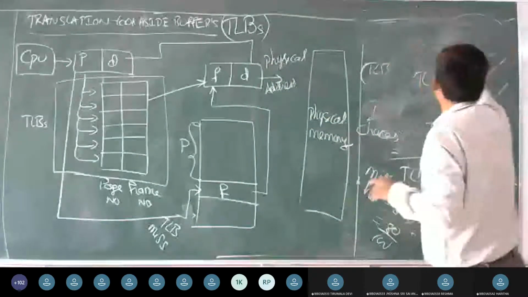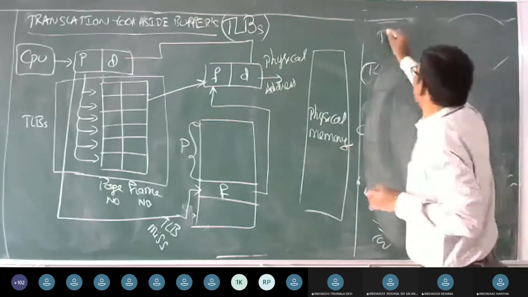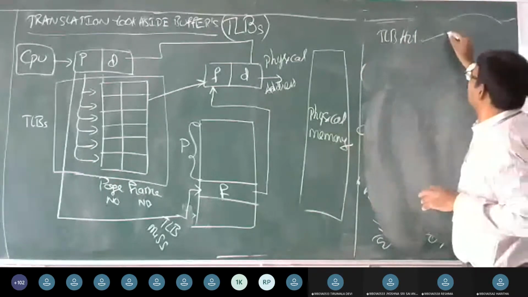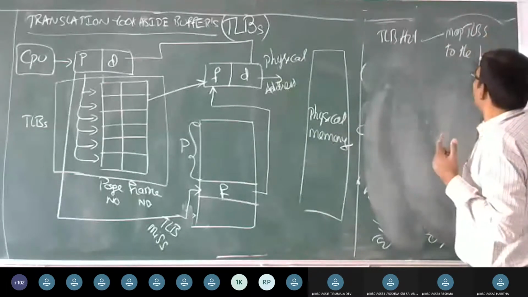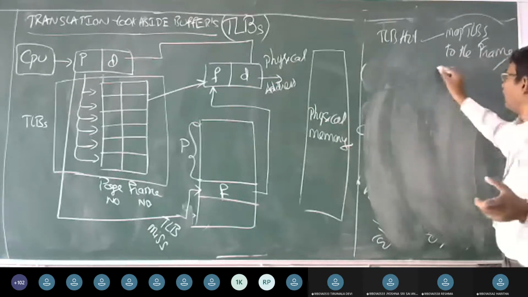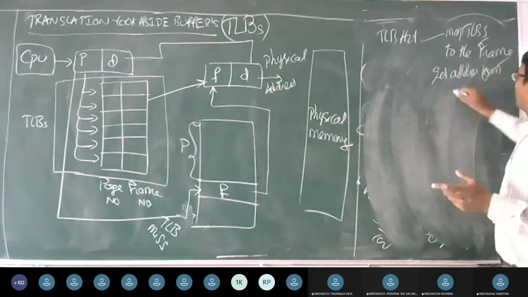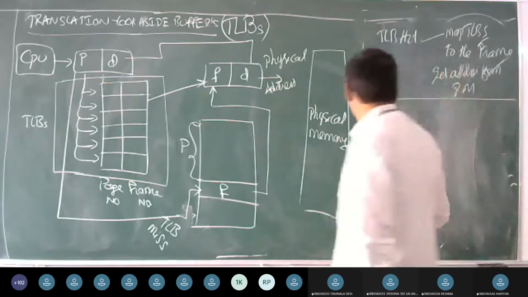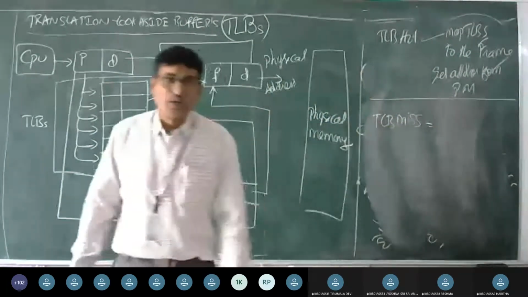So the next scenario was the TLB hit. Yes, it is going to map the TLB to the frame and get the address from physical memory. It is done. Okay, what should I do if a TLB miss is going to happen?